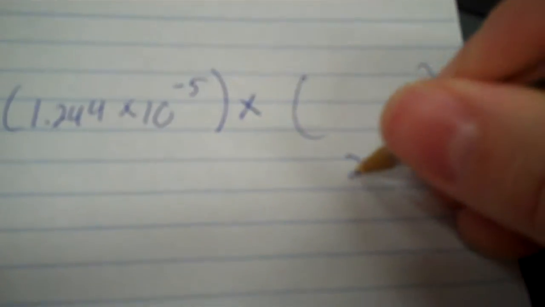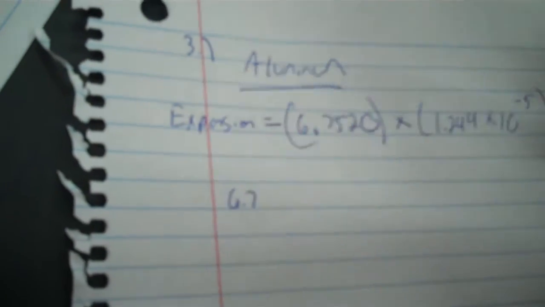Times the temperature change. Now the temperature change, you got to do some calculating. You need to subtract those two because it was 68 to begin with. Now it's at 225. So to find the change, you just subtract. Okay, 157. Okay, so it's all multiplication. So I'm going to take 6.7520 times 1.244 times 157. And then I just got the 10 to the negative 5th power. Okay, so it's whatever times 10 to the negative 5th. I don't have to multiply that by anything. It is what it is.